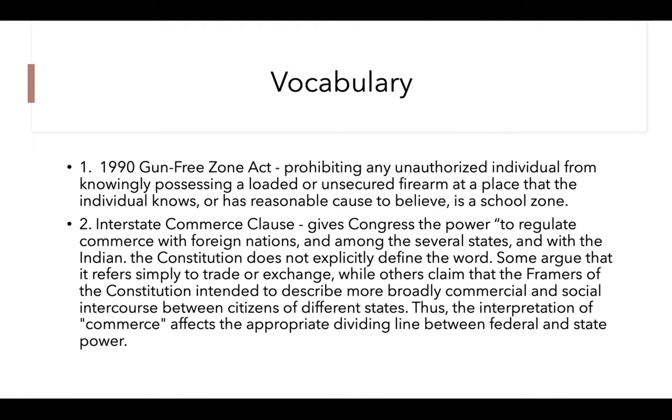Because of this, the interpretation of commerce affects the appropriate dividing line between federal and state power. So this is much more of a power struggle, at the same time as understanding specifically what commerce happens to be. Is it just a physical exchange of goods and services, or is it the exchange of ideas itself, or is it just the concept of something moving from one state to the other, or maybe the power lies within the federal government or within the state?